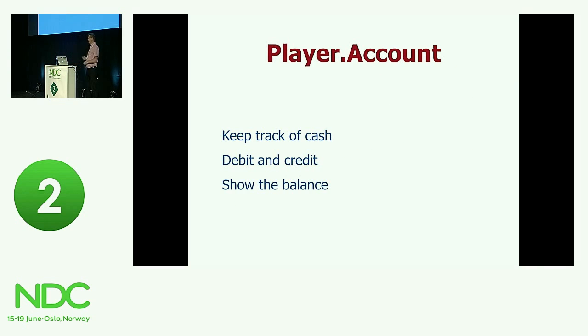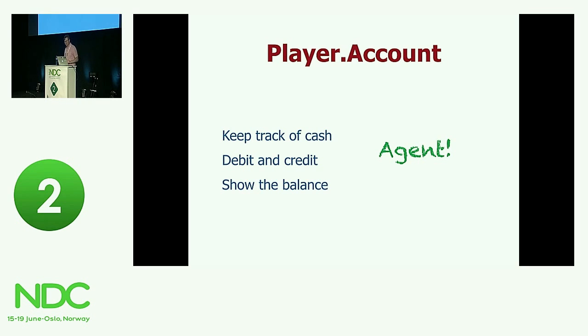The player account. That's just keeping track of his cash. You start out with $6,000. You can do debit and credits on that account, and then you can show the balance and see how much money you've got at a certain point. Any takers on which behavior to choose for this? Was that an agent? Yeah. Sold! There we go. Of course it's an agent, because it's a pure state thing.